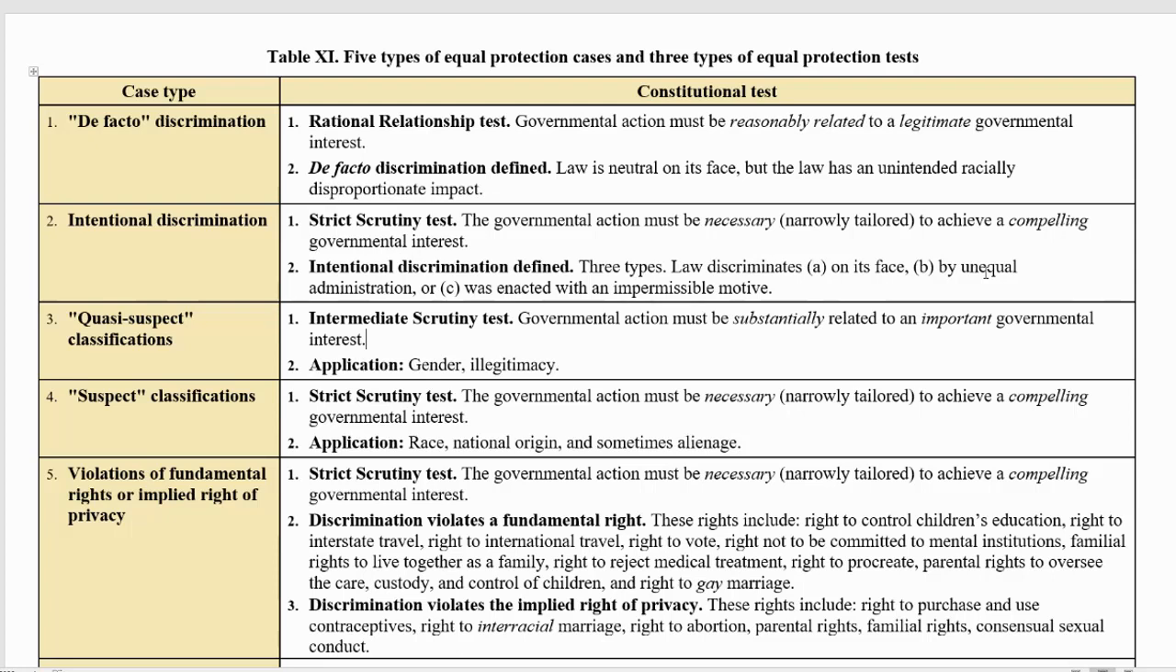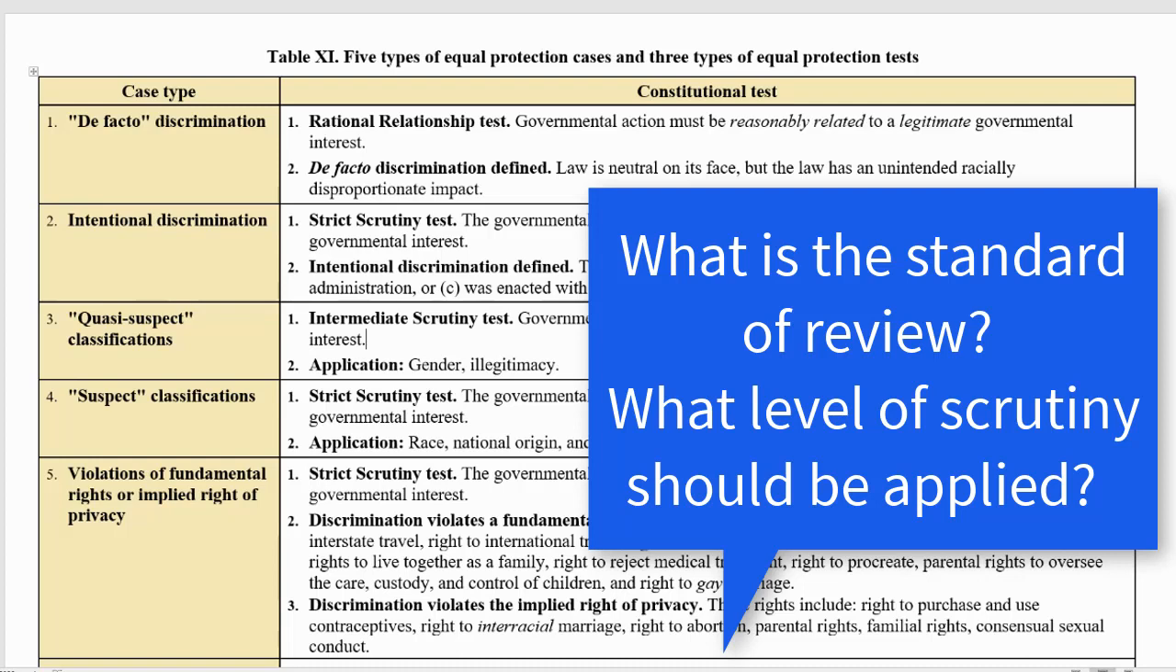So let me tell you how this works in real life. At least let me give you an opinion about how it works in real life. Oftentimes, judges who are trying to decide cases, before they get to the merits of the case, they have to decide what level of scrutiny. So in appellate cases, we ask, what is the standard of review? And standard of review wins or loses cases all the time.